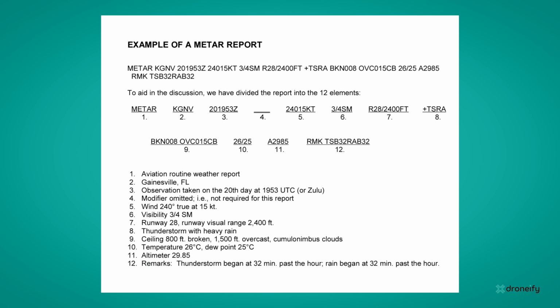It is a weather report that provides current weather conditions for a specific airport or location. Drone pilots should check METAR reports before conducting a flight to ensure that the weather conditions are safe for drone operations. Here's an example of a METAR report. We've broken it down into 12 sections for you. Please pause and notate anything necessary.